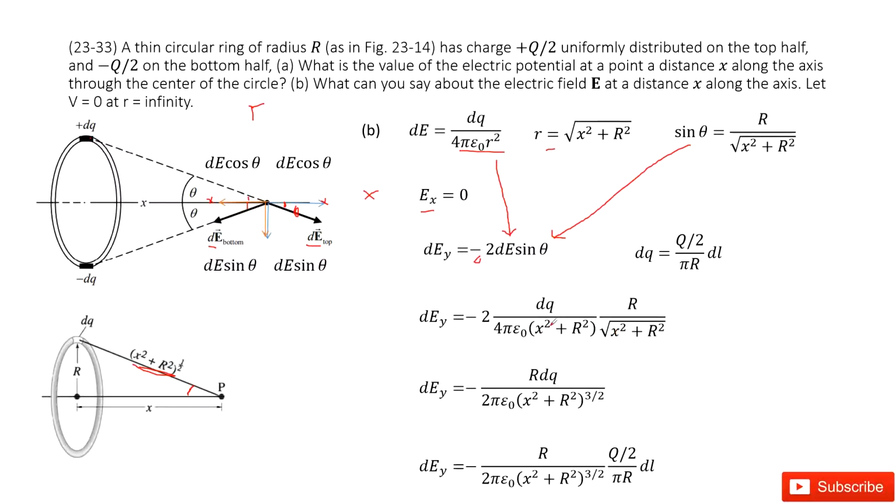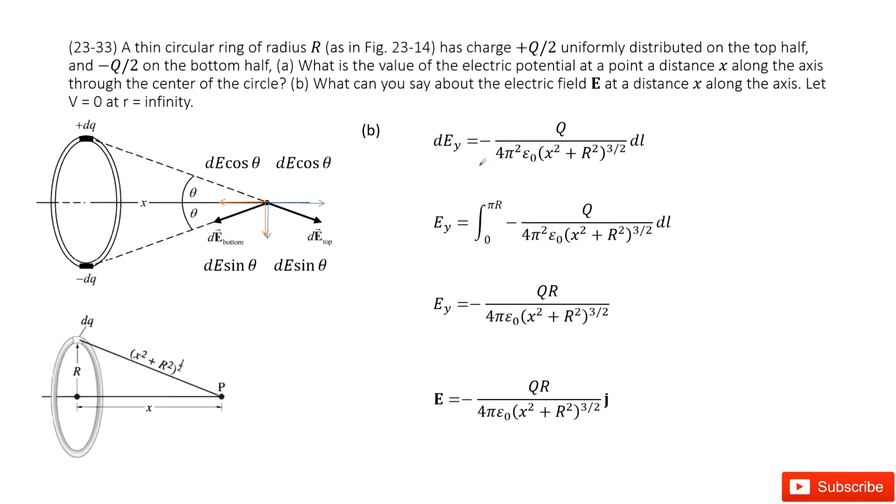The next one, how can you find dq? We can write dq as the charge density times the length of this small fraction, right? Now the charge density: for the upper half, the total charge is Q/2 divided by the length of the arc, pi times r, then times the small fraction length dl, right? So we input this dq, and we get a function looking like this. Agree? And then we simplify it, and it looks like this.